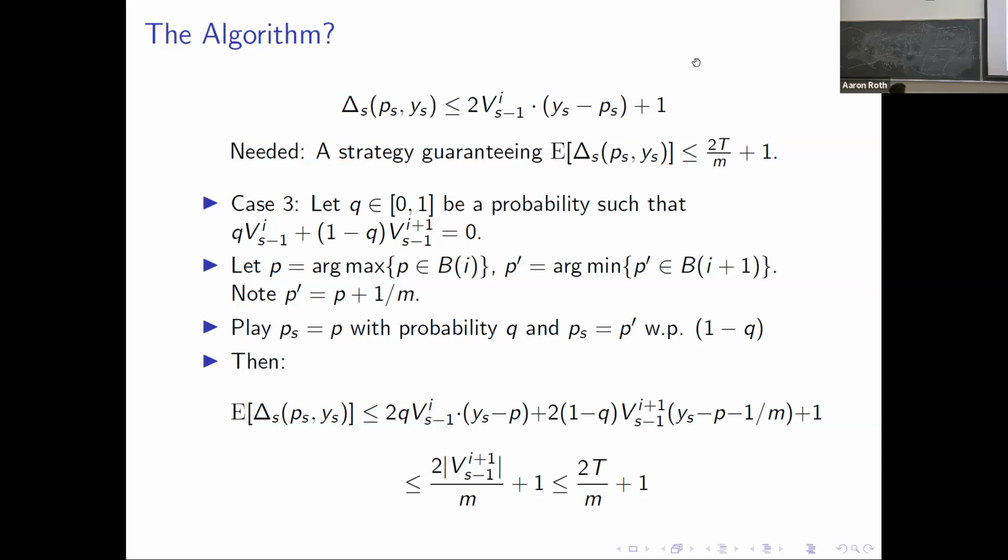What I'm left with is just this 1 over m term that happens to show up in front of the calibration loss for bucket I plus 1 and didn't show up in front of the calibration loss for bucket I. So this term doesn't cancel out. And what I'm left with is just twice the magnitude of the historical calibration loss for bucket I plus 1 divided by m, plus 1. And these calibration losses just can't get bigger than t. So it's at most 2t over m plus 1, which is the value of the game. So this is an equilibrium strategy for the game.